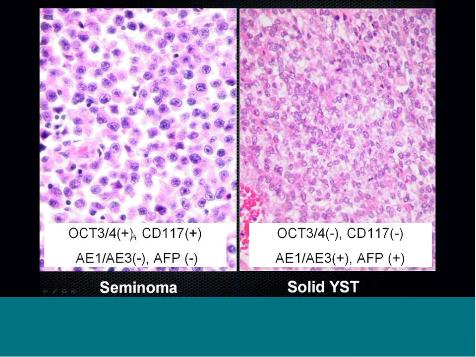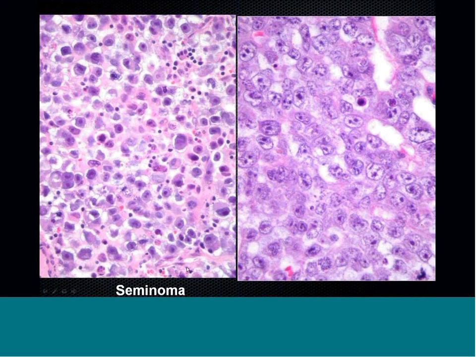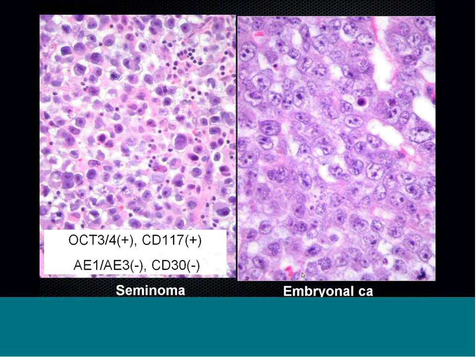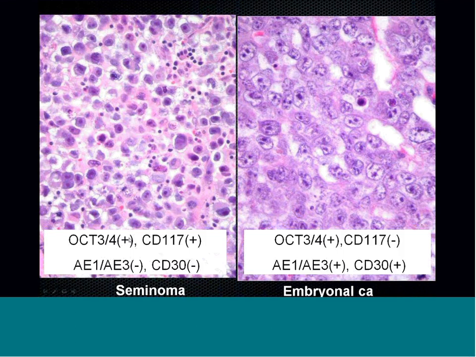Again, positive for OCT3-4 and positive for c-kit. Negative for cytokeratins and alpha-fetoprotein, which is different in yolk sac tumor: OCT3-4 negative, c-kit negative, positive cytokeratin, positive alpha-fetoprotein. Typical features, very much like an embryonal carcinoma, nicely resolved on immunostains.